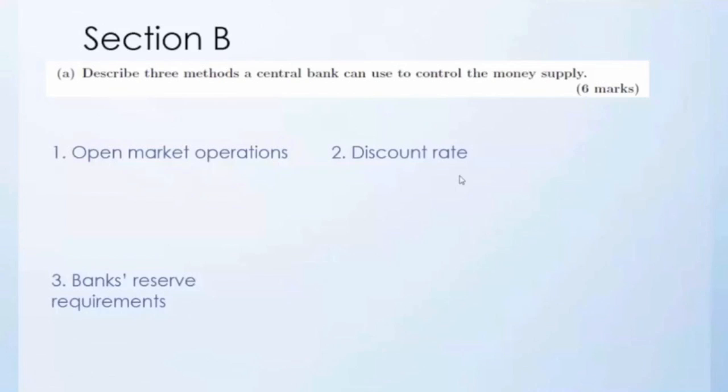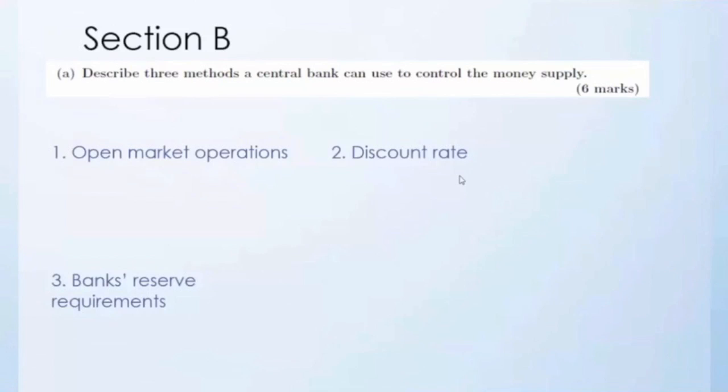Describe three methods a central bank can use to control the money supply. So what three methods did we learn in class? Firstly, we have open market operations. What is open market operations? It is the point where the central bank buys or sells financial assets, usually government bonds, in exchange for money.